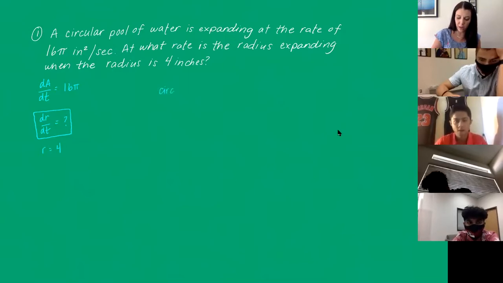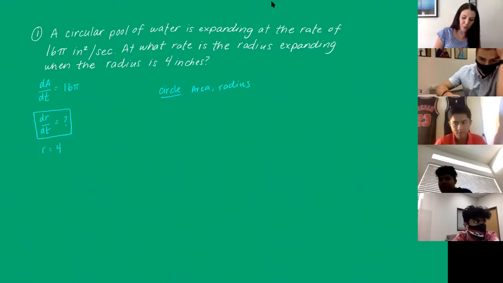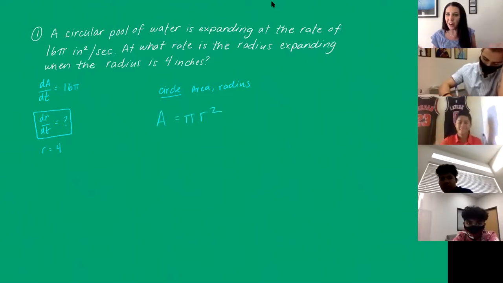So we have a circle, right? We're talking about area and radius. Can anyone come up with an equation that relates circles, area, that maybe has a radius in it? Someone left a comment, but I'm not looking at the comments right now. So just unmute yourself if you have an idea. Area equals pi r squared. You got it, 100%. That's the equation. Area equals pi r squared.